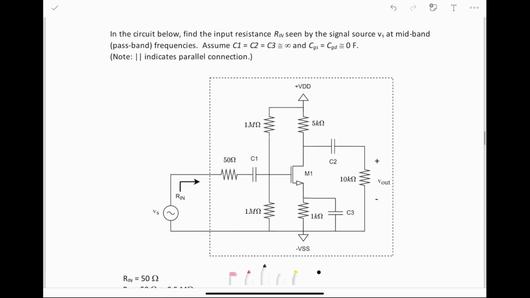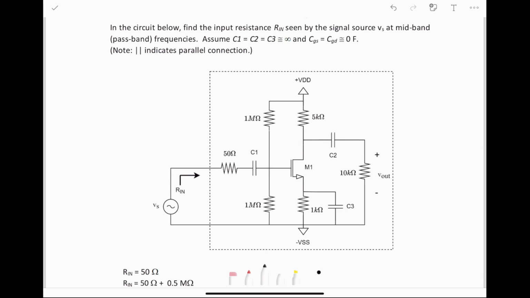Question 6. In the circuit below, find the input resistance Rin seen by the signal source Vs at midband passband frequencies. Assume C1 equals C2 equals C3 is approximately infinity, and C gate source is equal to C gate drain is equal to 0 farads. So, as far as the capacitors go, this problem is actually the same as the last one, because we are still in the midband or passband region. This is just another way of saying what we did last time, which is that we can short all external capacitors, and we can ignore any internal capacitors to the MOSFET.